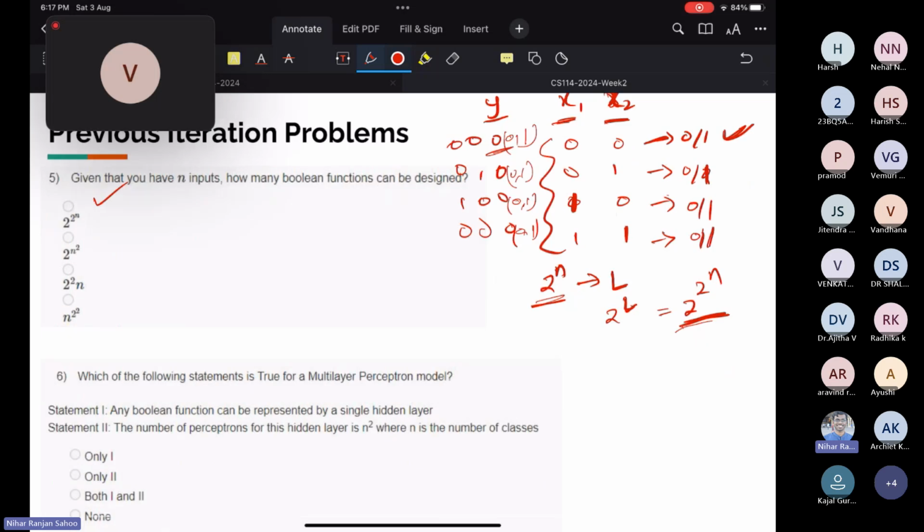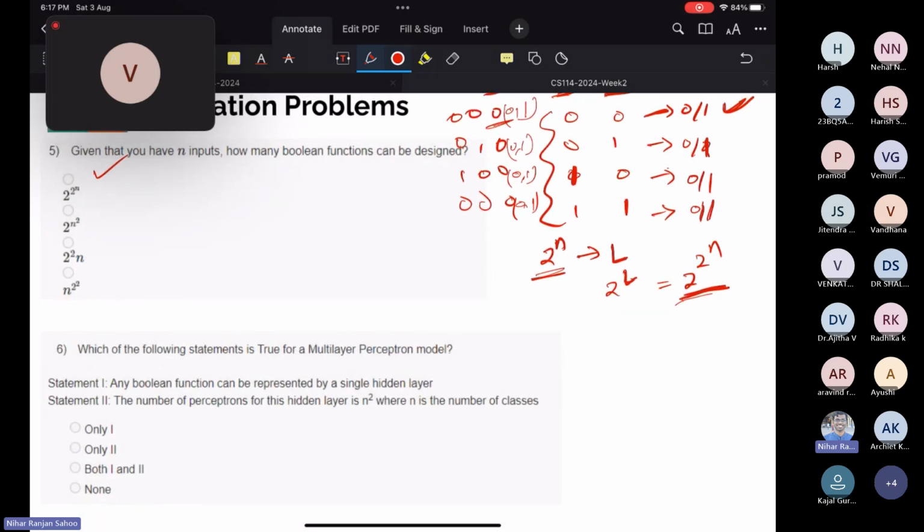Okay. Now coming to question 6. Which of the following is true for a multi-layer perceptron model? In the network of perceptrons I was discussing, there was only one intermediate layer. In a multi-layer perceptron we can have multiple layers, and every layer will have multiple neurons, not necessarily an equal number of neurons.